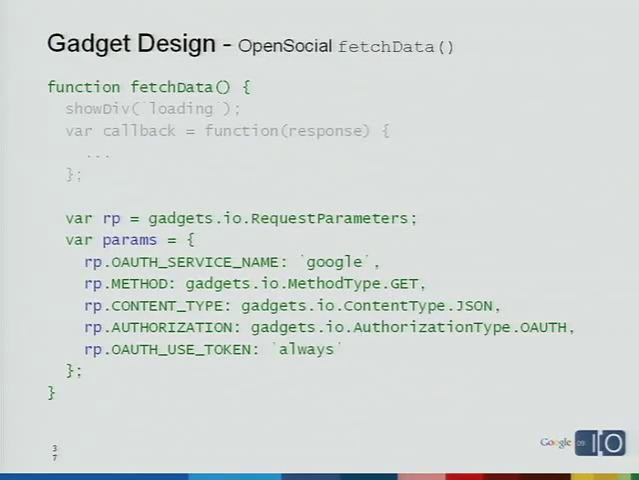So continue on. We have the same code as we had in the previous slide. This is the important section here. This is where we set up the I/O request parameters. So we're talking to Google. Our OAuth service name will be Google. Our method will do a get method to get the list of blogs. Our content type that we're expecting will be JSON from the server.